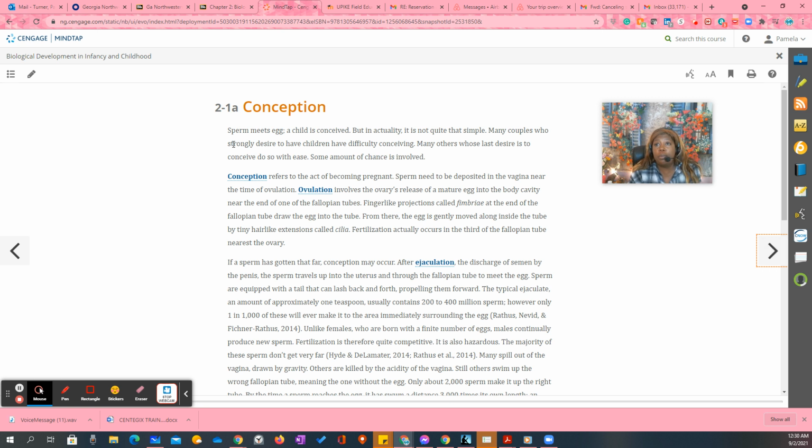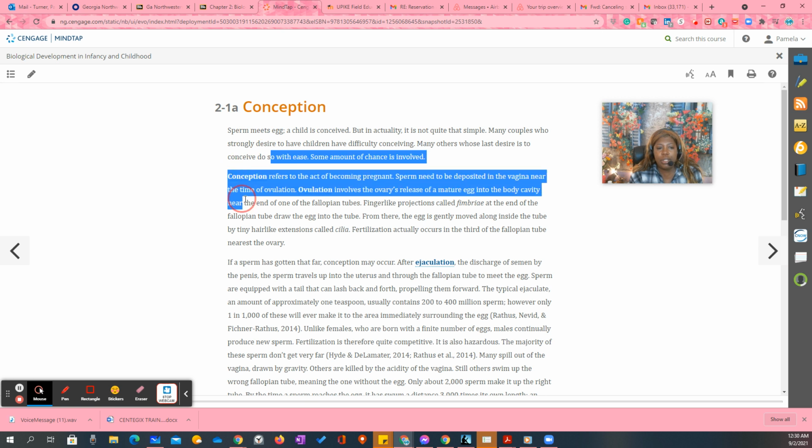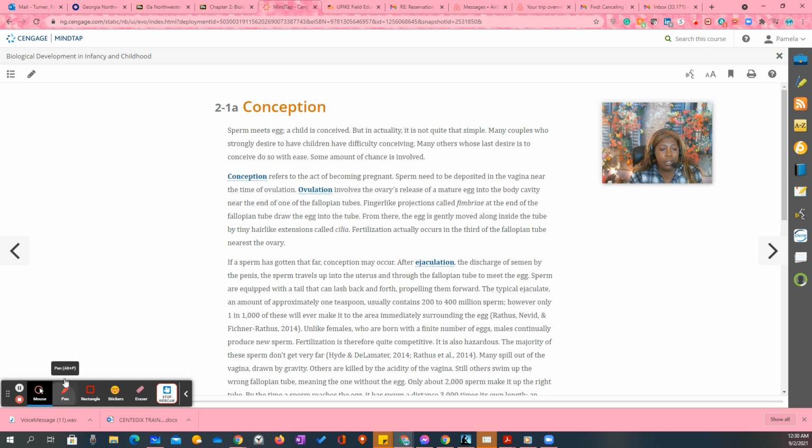Okay, so sperm meets egg, the child is conceived. It's not that simple. Conception is the time when you actually get pregnant, right? That is conception. Ovulation is when a woman is releasing eggs. You'll see now in the store, there are ovulation kits, right? So you can tell when you're ovulating.